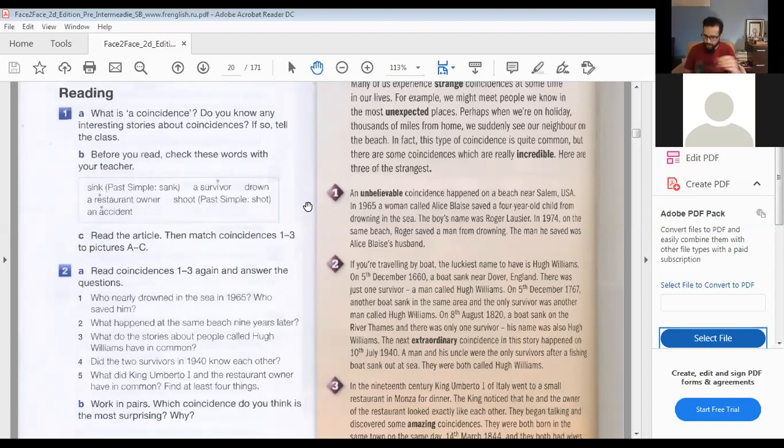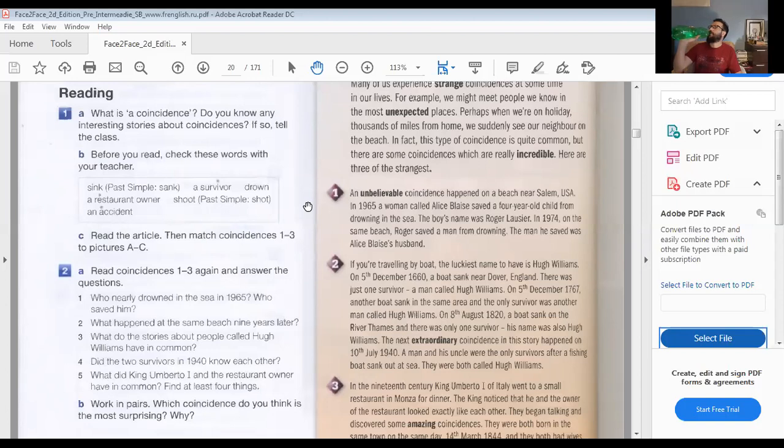Okay, so let's continue. So here we have a few words. Now I'm going to read the article for you, and we will match the 3 coincidences. We have coincidences 1, 2, 3, and we will match them to A, B, and C. So let's see the pictures and let's see the coincidences.